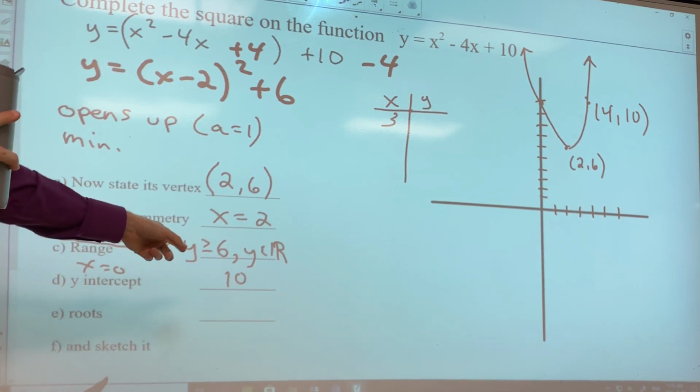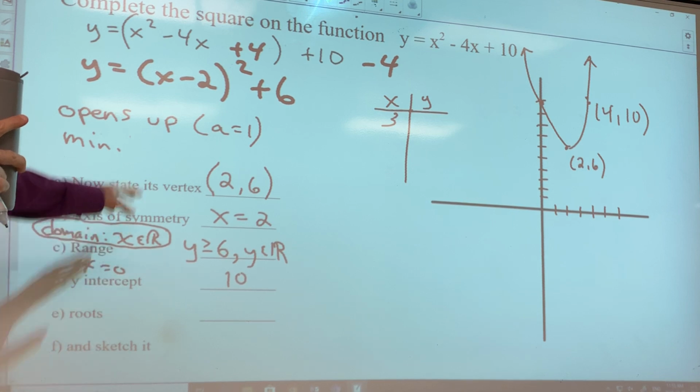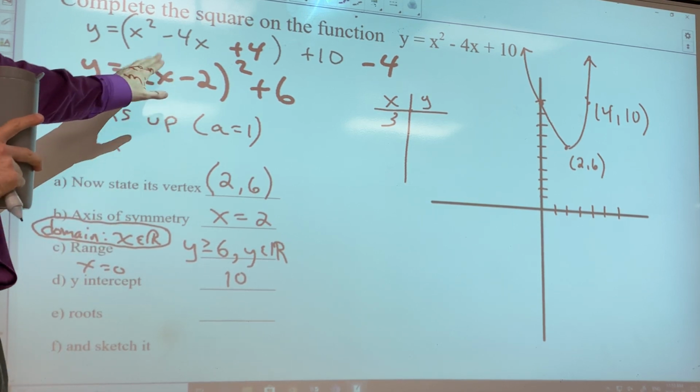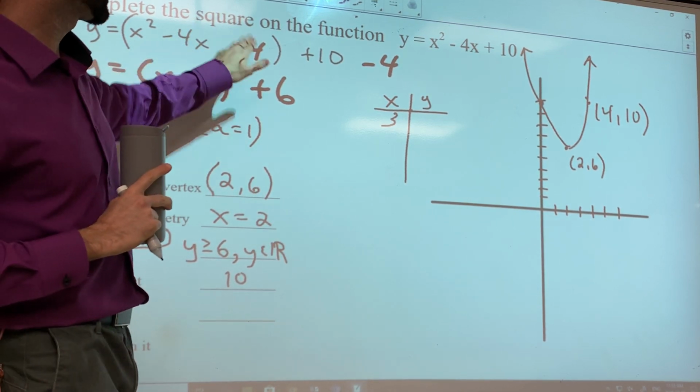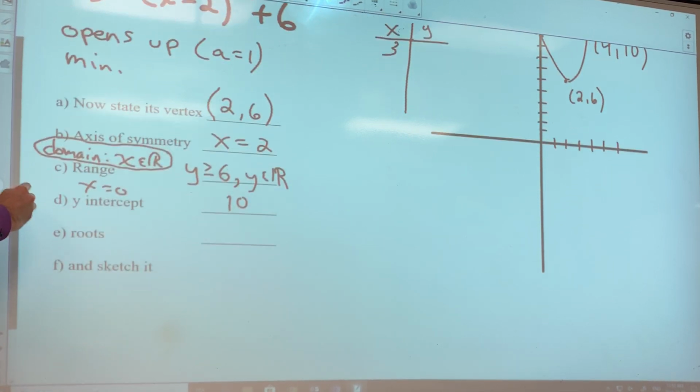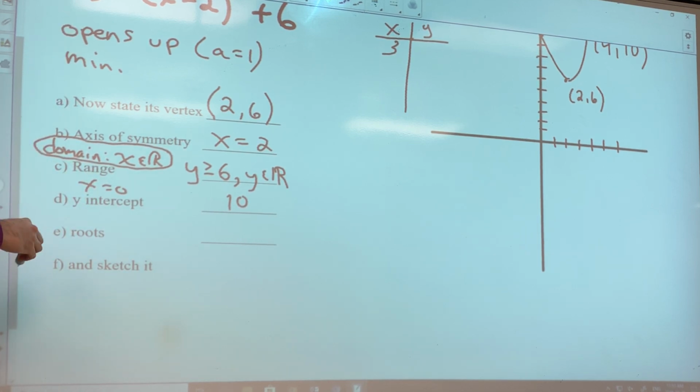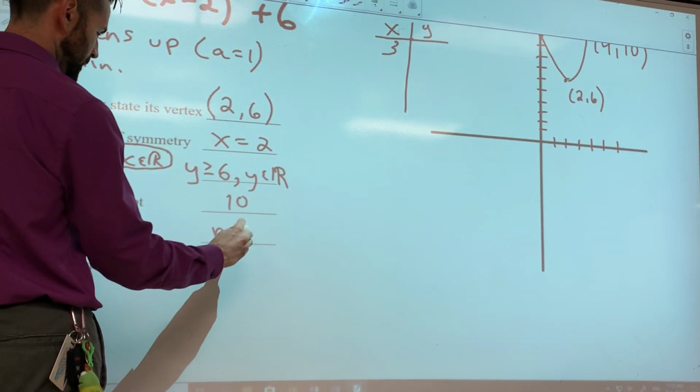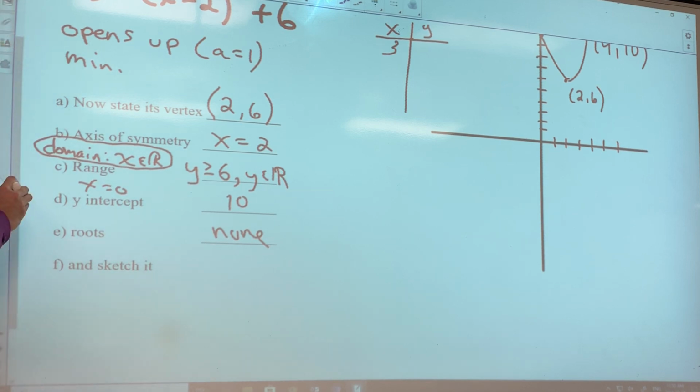The y-intercept is 10. We plugged in x equals 0. Yeah, so we got 0, and then negative 2 squared is 4, plus 6 is 10. So are there any roots for this one? No. And if you tried to plug in y equals 0, you would just get something that's not factorable. Right? Which happens all the time.